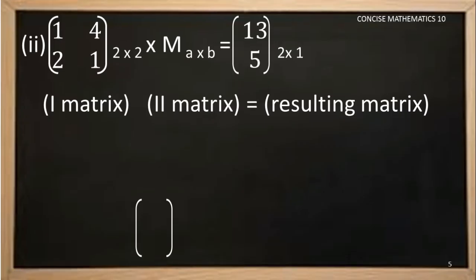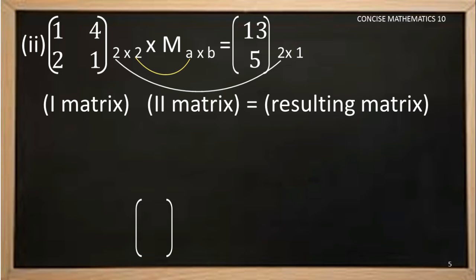In sub question 2, it is said that here 1, 4, 2, 1 is the first matrix of order 2 by 2. If this is multiplied with the matrix M of order A by B, the resulting matrix will be of the order 2 by 1. So let us consider, in the same way, to note down what is the order of the matrix M. As we know, the multiplication rule says that the number of columns will be equal to the number of rows of the second matrix. Hence the value of A will be equal to 2.